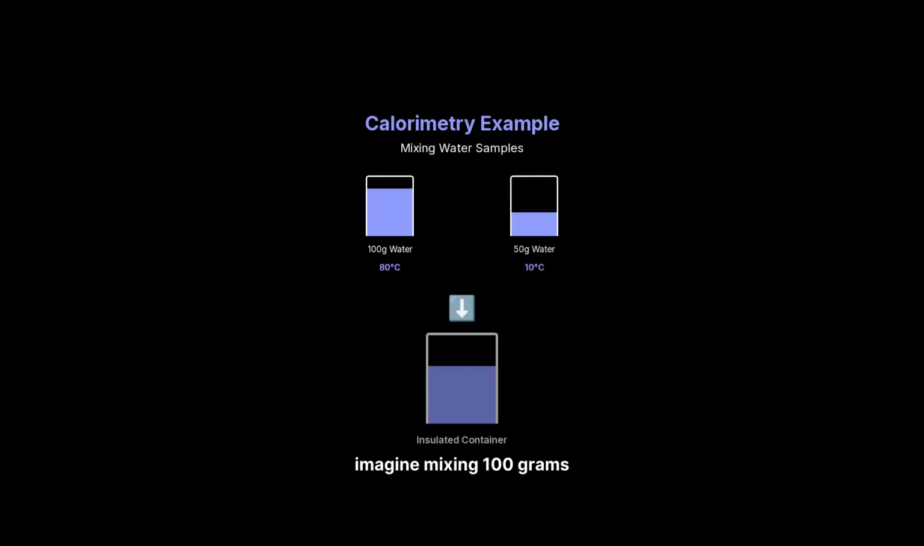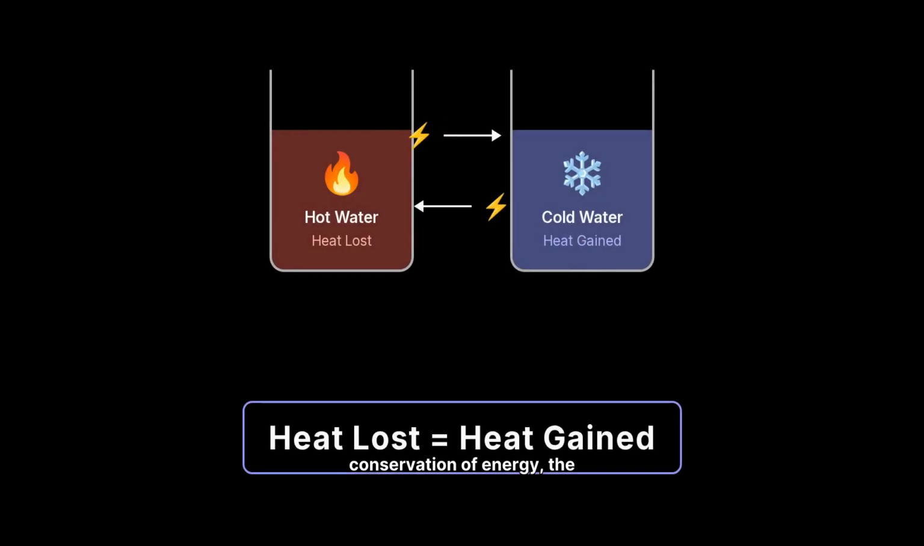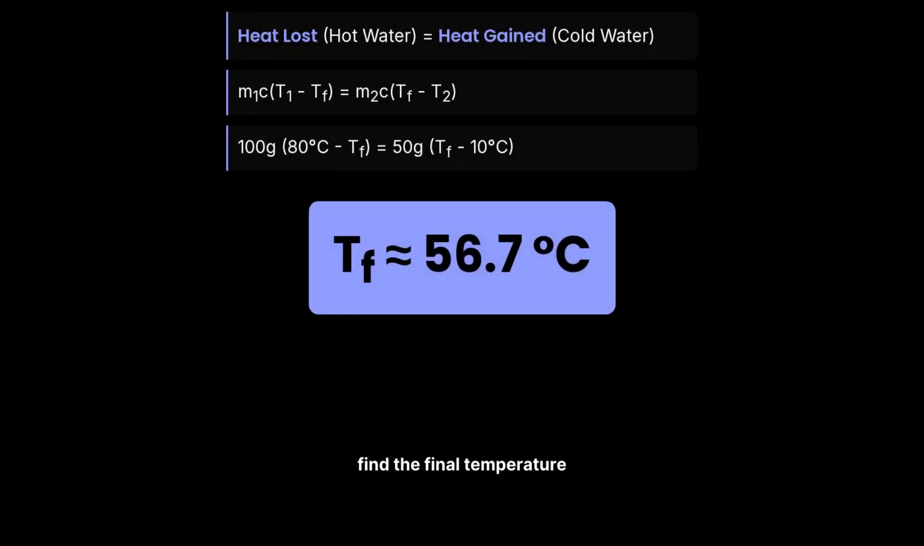For our second example, imagine mixing 100 grams of water at 80 degrees Celsius with 50 grams of water at 10 degrees Celsius in an insulated container. Applying the law of conservation of energy, the heat lost by the hot water equals the heat gained by the cold water. Solving for Tf, we find the final temperature of the mixture to be approximately 56.7 degrees Celsius.